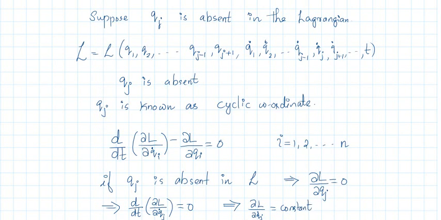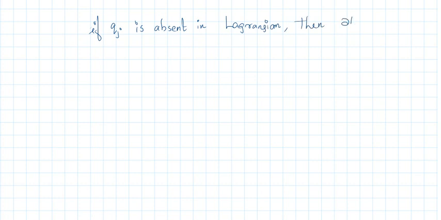So, this is an important statement. If Qj is absent in the Lagrangian, then dou L by dou Qj dot will be a conserved quantity. That is the significance of a cyclic coordinate.